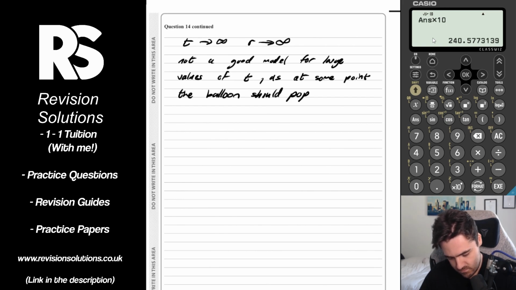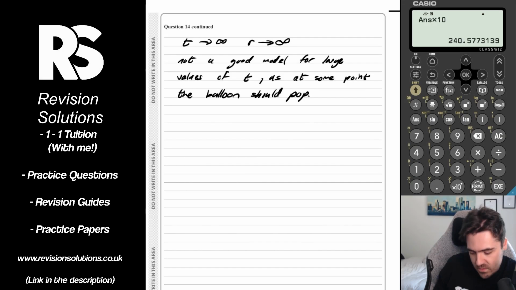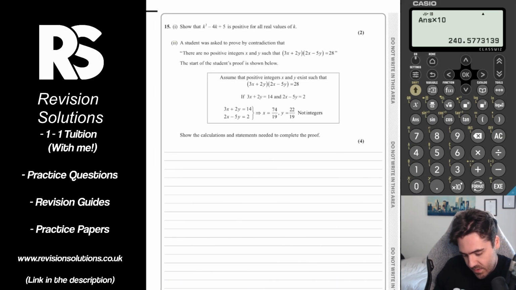Okay, moving on to the last question now. Part 1 says, show that k squared minus 4k plus 5 is positive for all real values of k. That's kind of like a standard proof, just showing a quadratic's always positive. So the trick is to just complete the square. So you complete the square, we'd have k minus 2 all squared. We have to take away a 4 and then add the 5 back on, so that's plus 1.